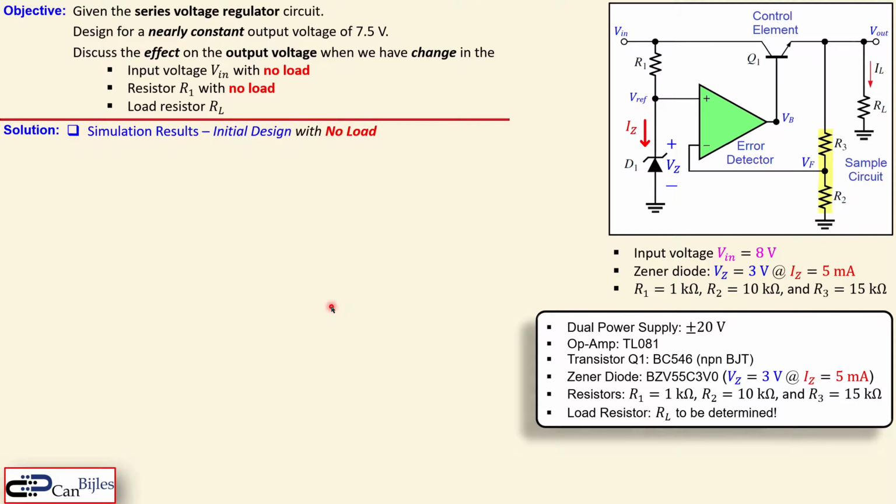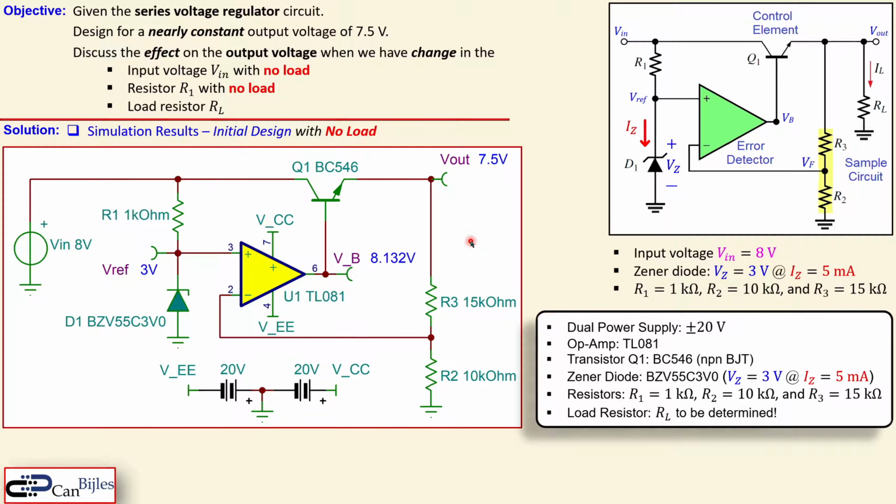Okay, let's now look at our simulation results. The initial design with no load, which is an open circuit, is this circuit here. What you see here in the SPICE simulator is our input voltage of 8 volts, and R1 is 1 kilo ohm. You see our Zener diode exactly as we have selected. The operational amplifier TL081, the Q1, which is our transistor, and the resistors R1, R2 and R3. Now you see also the 20 and minus 20 volts we use for powering this operational amplifier. What do we see?